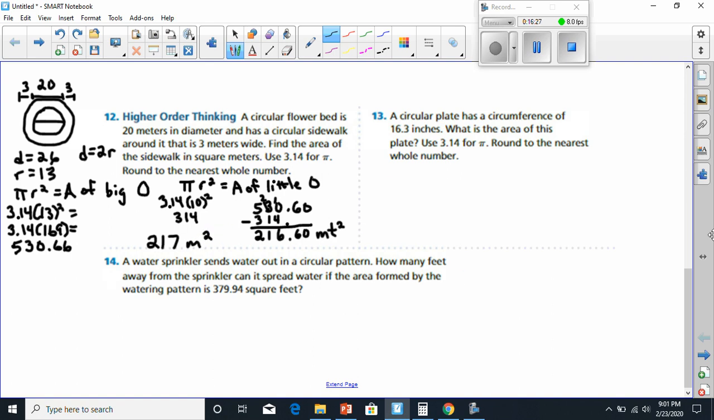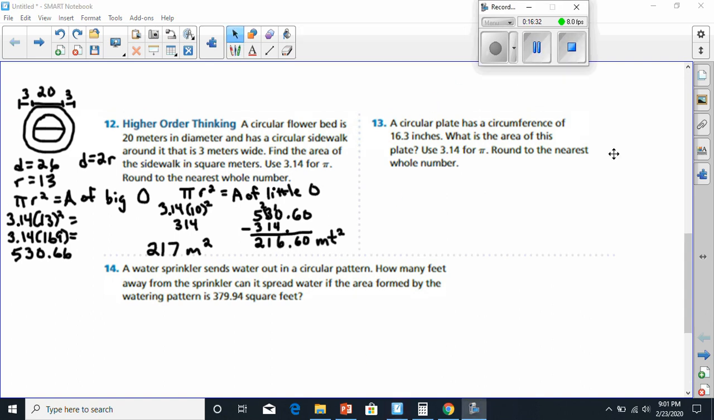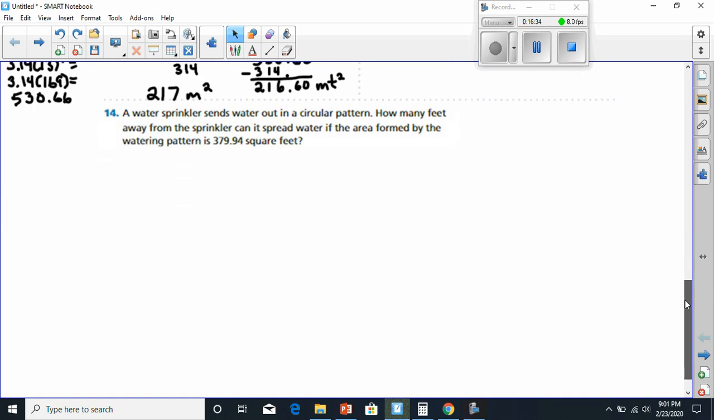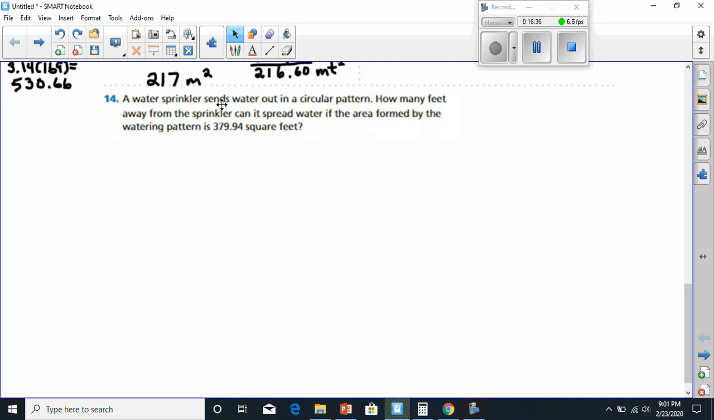All right, now I can go to number 14, my last one for the night, thank goodness. Scroll down so I've got room to move here. It says a water sprinkler sends water out in a circular pattern. How many feet away from the sprinkler can it spread water if the area formed by the watering pattern is 379.94 square feet? Holy crud.